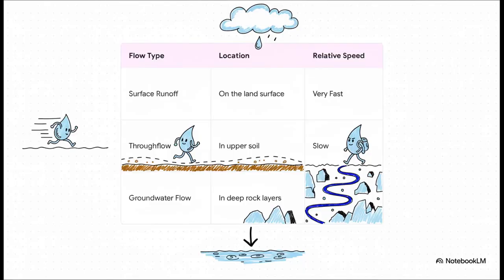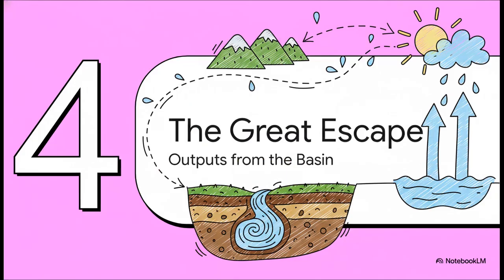So let's just quickly sum this up. You can think of these as three different travel speeds. You've got surface runoff, which is the sprinter, just racing across the land. Then there's through flow, which is kind of like the jogger, moving at a steady but slower pace through the soil. And finally, you have groundwater flow. That's the marathon runner, taking the super slow and steady path deep down in the rock. So our raindrop has traveled over, through, and under the ground.